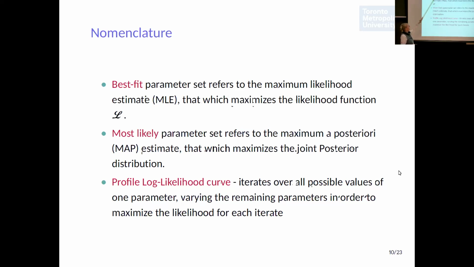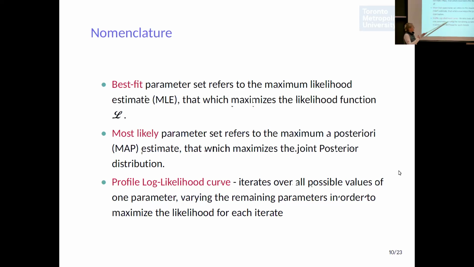You can pick the best fit parameter set, which is the one that maximizes your likelihood. So it's called the maximum likelihood estimate. You can pick the most likely set of parameters, which is like the mode of your joint posterior. So that's the MAP, maximum a posteriori estimate, right? Those are the two most common choices that you would make if you wanted to just take one set and continue on with your life.